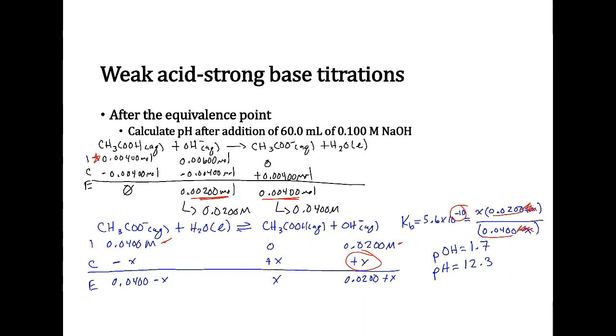So what we can do is we can calculate the pOH from this value right here, the initial concentration of hydroxide, and then subtract it off from 14, and you can find the pH to be 12.3.